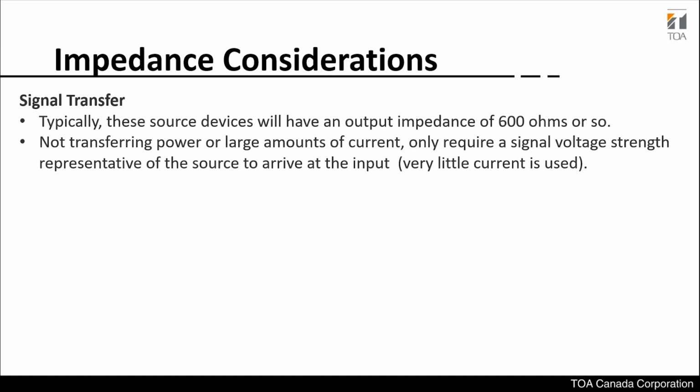A typical scenario here is providing a connection between the microphone, analog phone system, or audio source device to the mixer input. Typically, these devices will have an output impedance of 600 ohms or so. Since we are not transferring power or a large amount of current, we only need a signal voltage strength representative of the source to arrive at the input. Very little current is used.